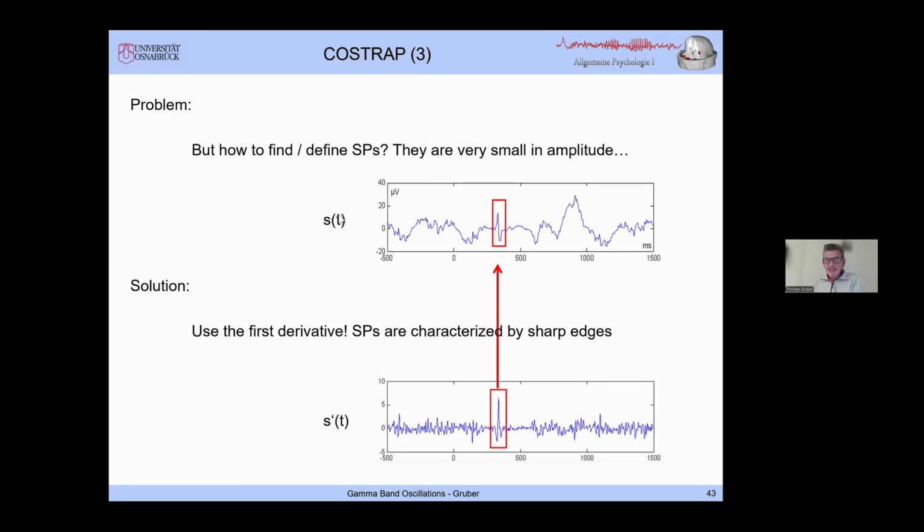So this is our signal S here. And here we have the first derivative S prime. And here now you see it clearly. The first derivative shows you here at this point in the signal is a very, very sharp edge. That's our saccadic potential. So now we found them if we use the first gradient of our signal.